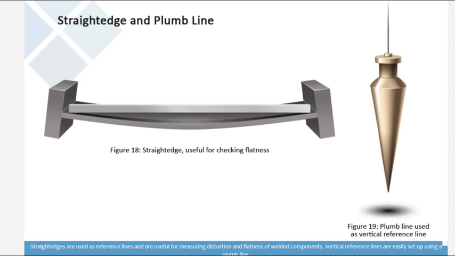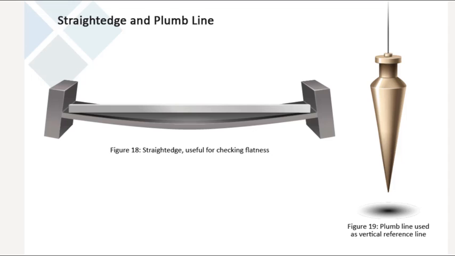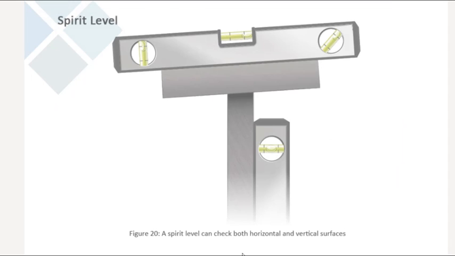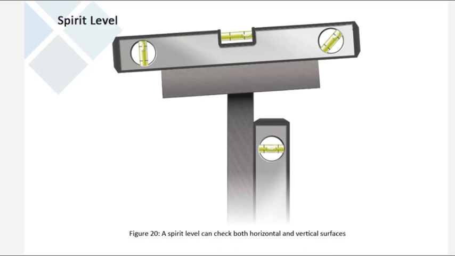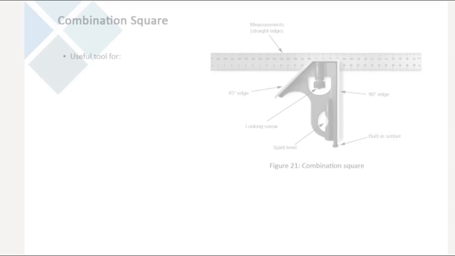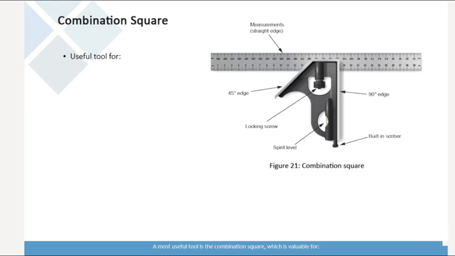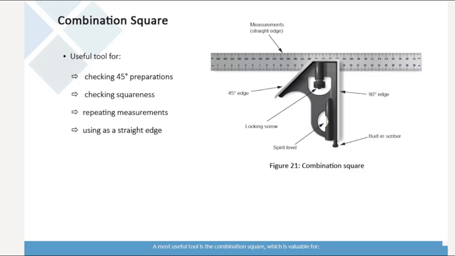Straight edges are used as reference lines and are useful for measuring distortion and flatness of welded components. Vertical reference lines are easily set up using a plumb line. Both horizontal and vertical planes can be checked with a spirit level. A most useful tool is the combination square, which is valuable for checking 45-degree preparations, checking squareness, repeating measurements, and using as a straight edge. Most combination squares contain a built-in spirit level and scriber.